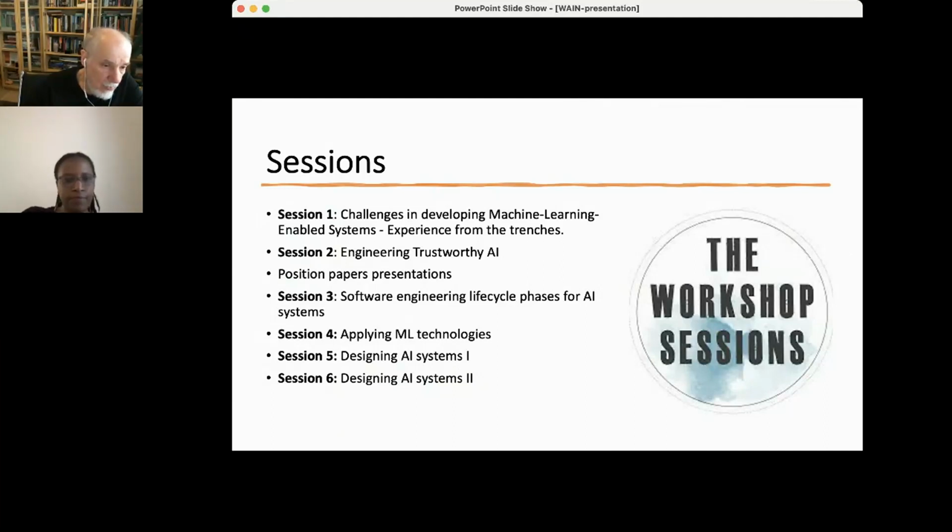Then we will have a session about the software engineering life cycle for AI, like the machine learning workflow and the software development life cycle, like agile processes and DevOps. So how they fit together, how we can integrate them. Then we have a session which is more of an applied character, with some examples of different types of applications. And finally, 2 sessions about designing AI systems, so different aspects from modeling, designing, testing, deploying.